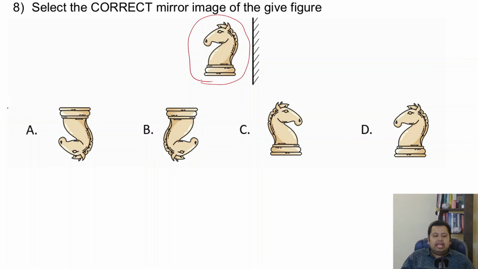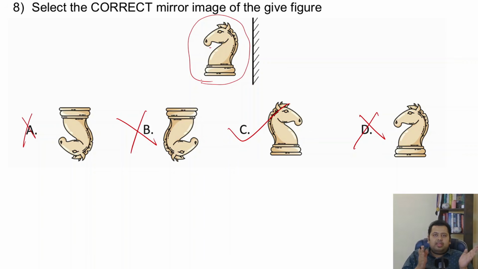So can option A and option B be your answer? No, it cannot be. In front of a mirror, you will not be upside down, right? Now let's look at option C and option D. Option D is as it is, so option D obviously cannot be the answer. Option C is the correct answer.